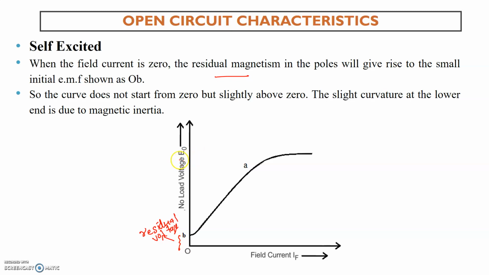So in the case of a self-excited generator, even if the field current is zero, there will be a definite voltage, that is OB. That voltage is called the residual voltage. Because of this type of characteristics in a self-excited generator, the open circuit characteristics, or OCC, does not start from zero, but slightly above zero. The curve will start slightly above zero. There is also a slight curvature at the lower end, which is due to magnetic inertia.